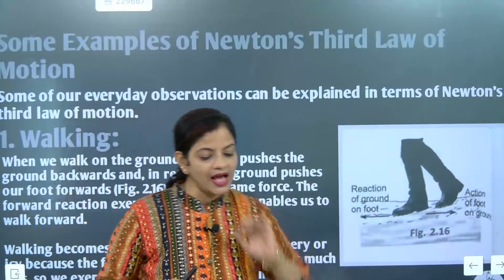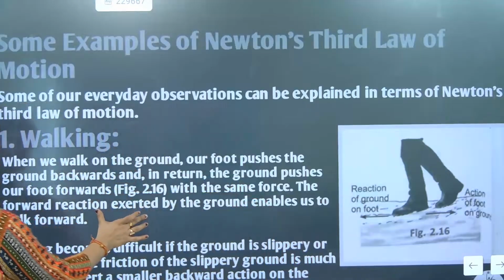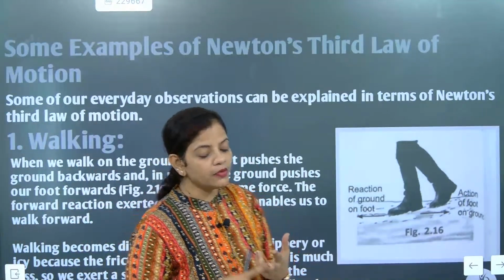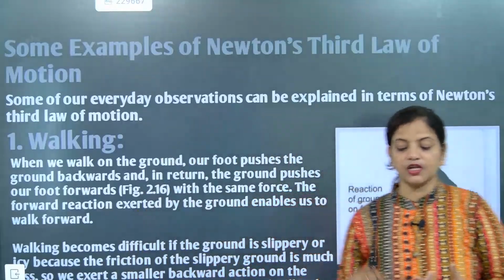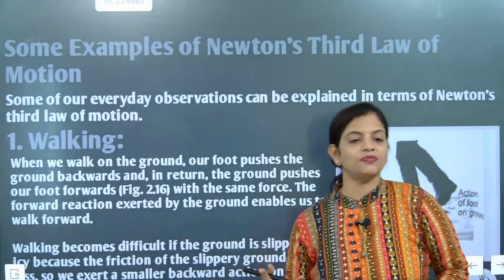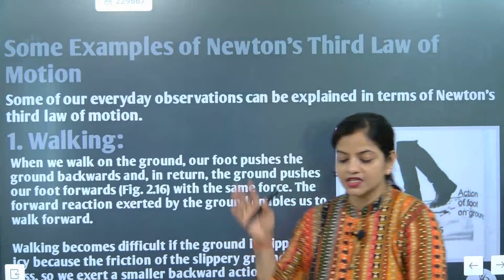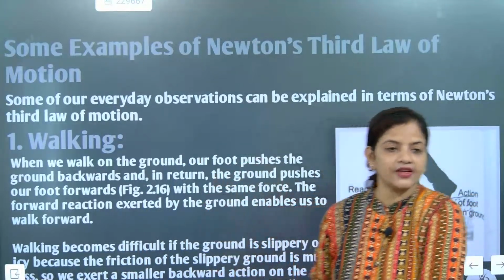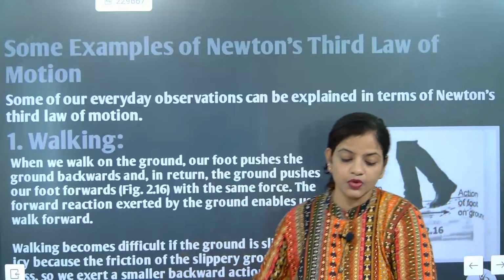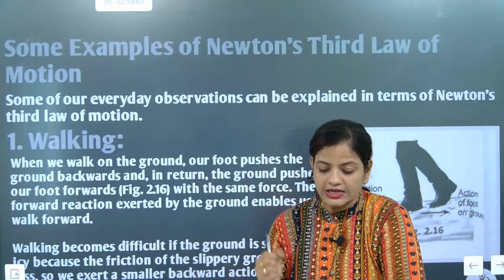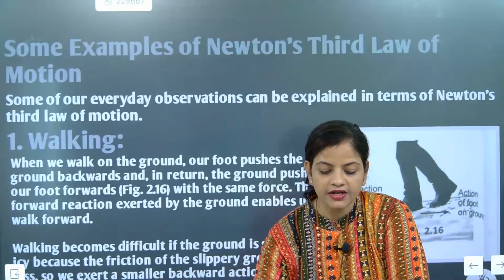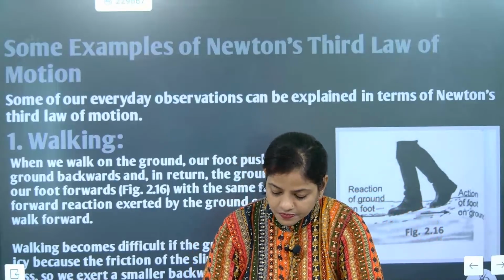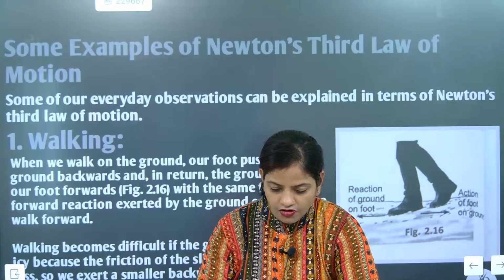Now listen, beta. If somebody asks you about Newton's laws of motion, we have done the first law and the second law. Now we are going towards the third law of motion. Usually people ask what is the meaning of the third law? The third law of motion is: every action has an equal and opposite reaction. So let's learn it technically and try to understand it in an easier and better way.